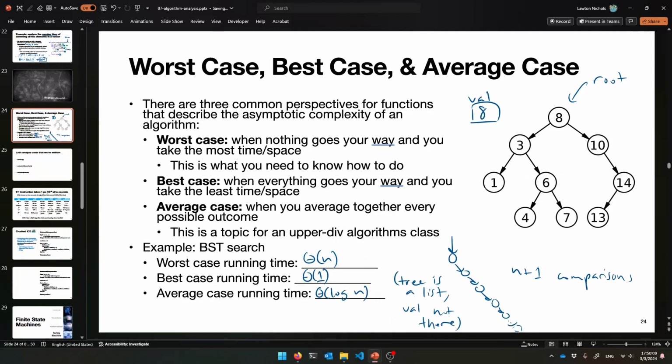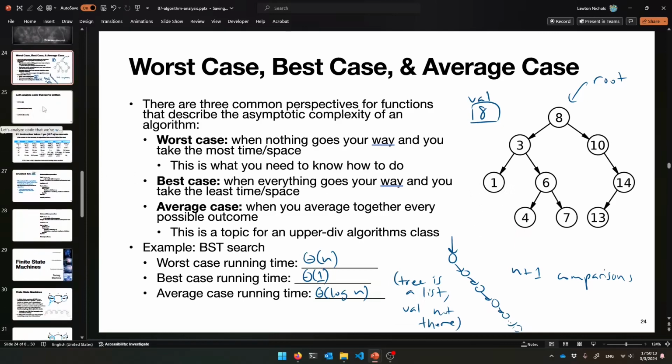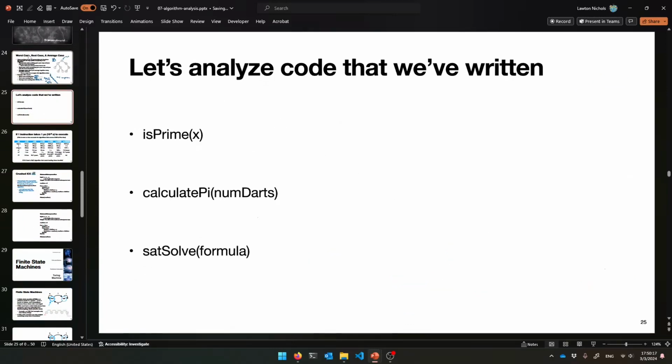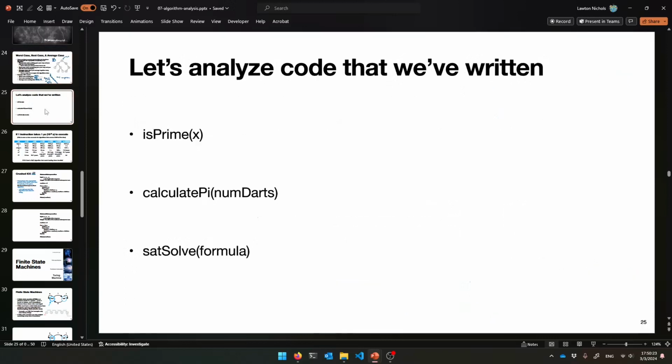Okay, so those are the 3 different flavors, and hopefully they make a little bit of sense. We care most about worst case in this class though, but now you know. I might ask you about best case, maybe even an easy question about average case. Now you know how to think about it.